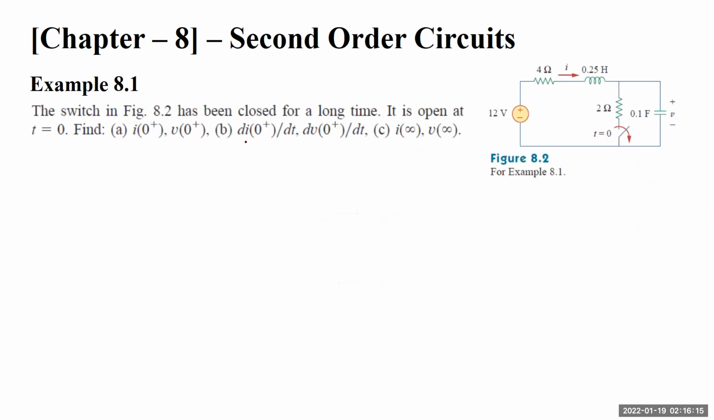We have example 8.1 of our textbook. It says that the switch in figure 8.2 has been closed for a long time, and it is opened at t equals 0. We have to find i(0+), v(0+), the rate of change of current di/dt at t equals 0+, and the rate of change of voltage dv/dt at t equals 0+. And we have to find i(∞) and v(∞).